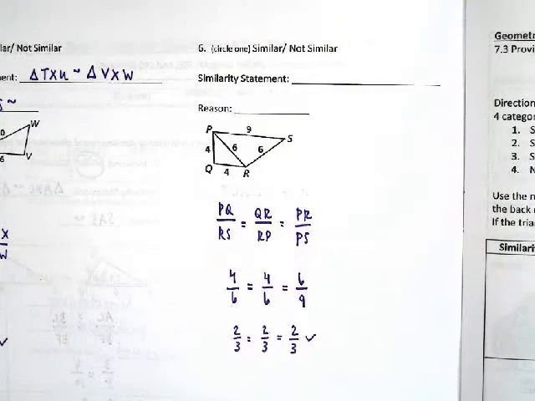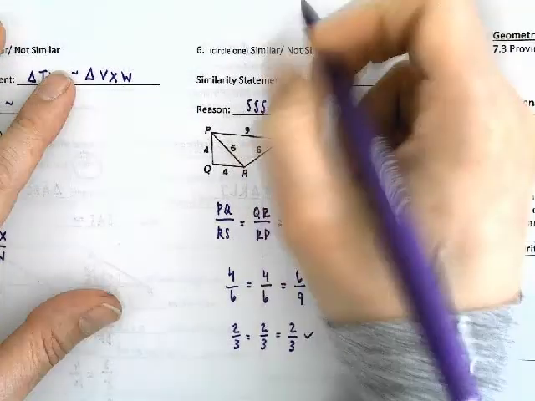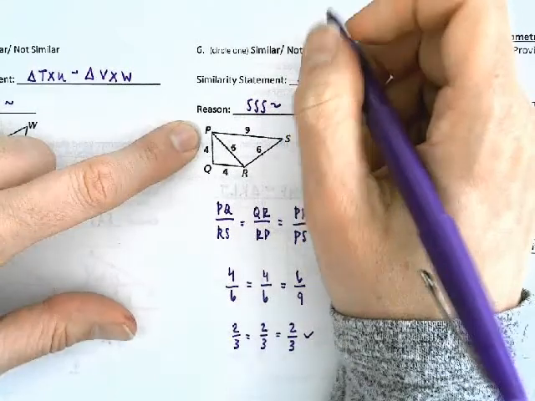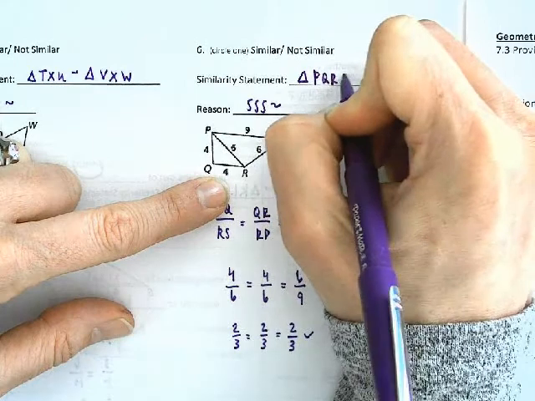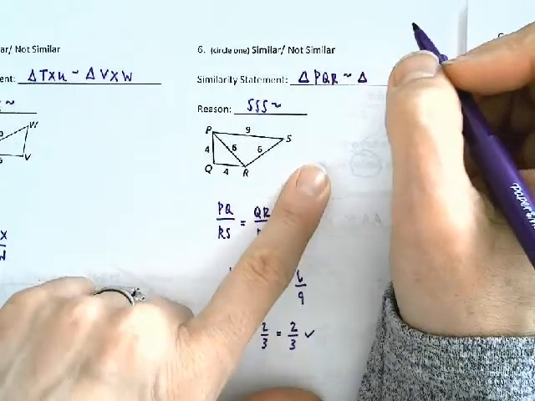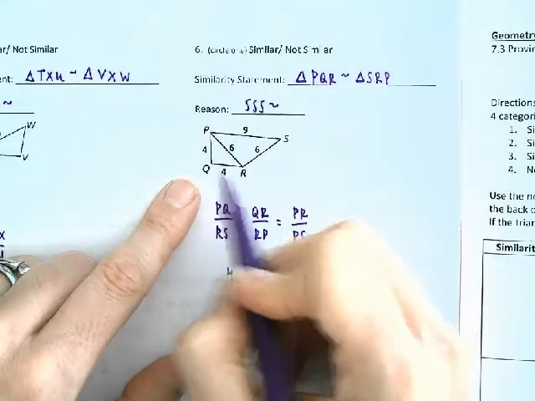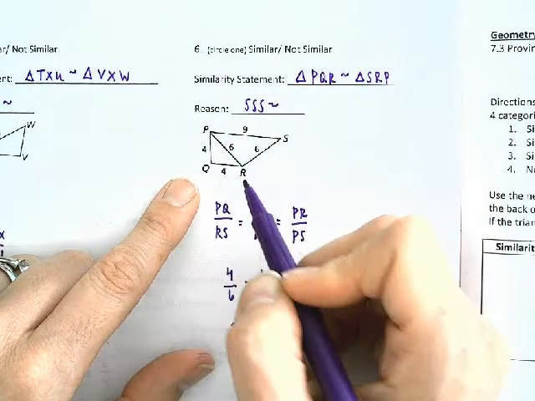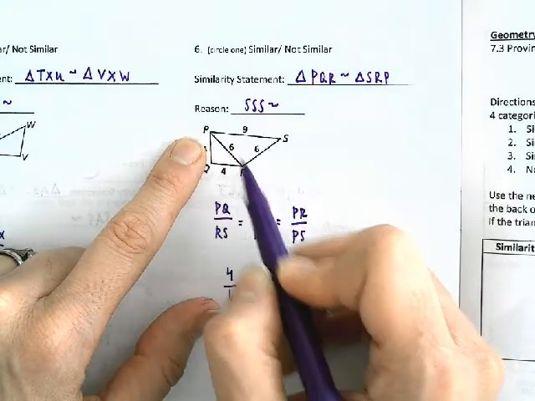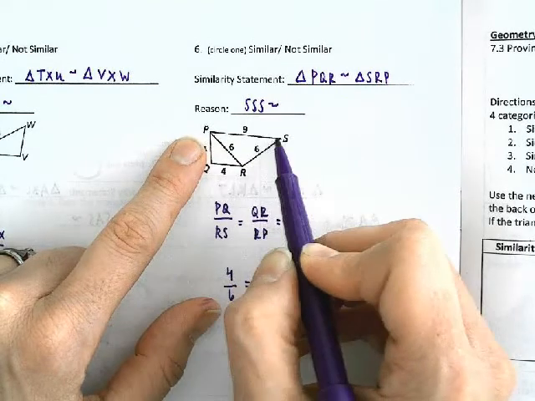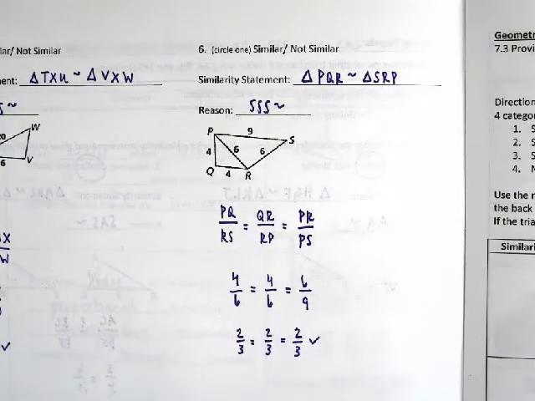So since those are proportional, I have side, side, side similarity, and I can say triangle PQR is similar to triangle, say, SRP. Now, because these two sides are congruent, the order isn't going to be so important as long as my segment PR here corresponds to this SP. So that's what we're going to be working with.